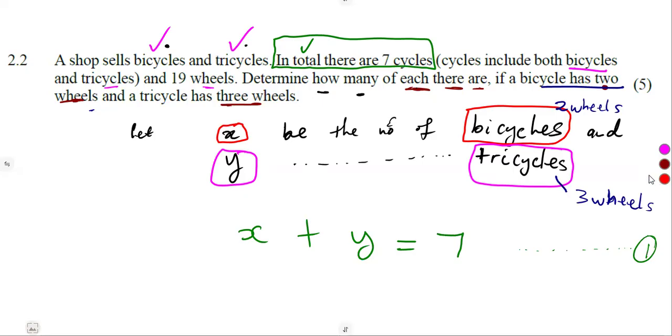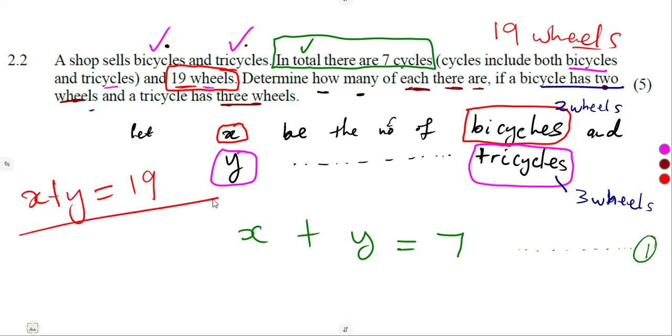How are we going to form another equation? We are going to form another equation from the number of wheels, because we are told that the cycles combined together, the bicycles and the tricycles, their wheels add up to 19. There are 19 wheels in total. But if we just say X plus Y is equal to 19, we'll be wrong.